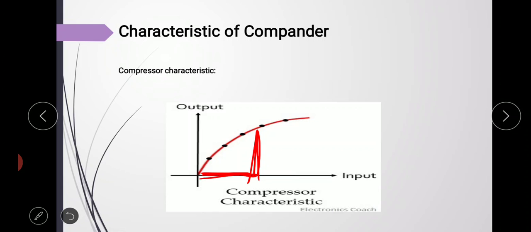Okay, but after some time the value of the input signal increases, means we can say during this time the input signal is strong enough. So when the strong input signal is given to the compander, means compressor, it attenuates. So here you can see the signal is increasing, but then it starts to decrease. Okay, so the curve is like this.